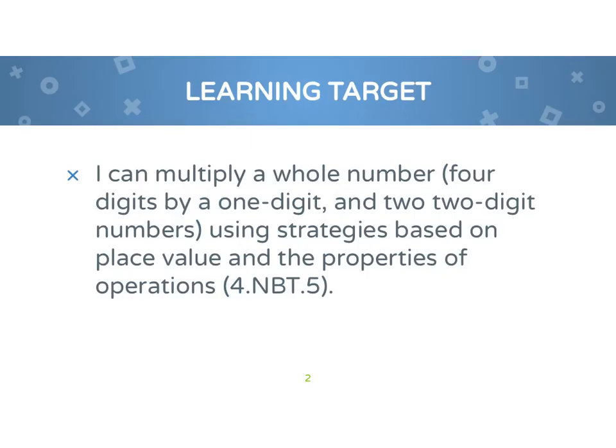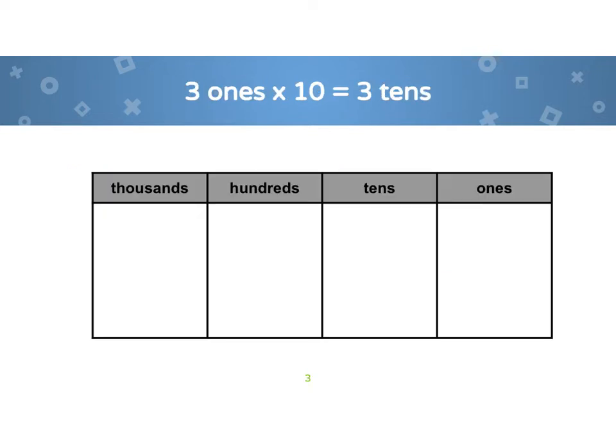Our learning target today is: I can multiply a whole number using strategies based on place value and the properties of operations. So we'll be talking a lot about a place value chart and going back to what we learned in the beginning of this year. Do you remember that every time we go across one of these lines in the place value chart, we multiply by 10? So let's just try that.